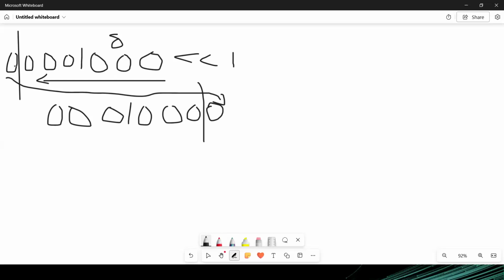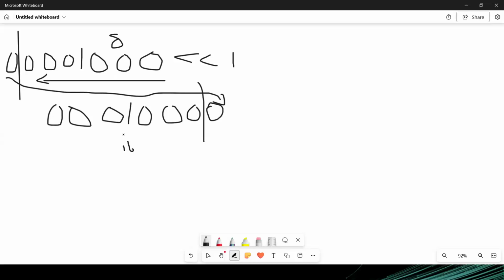When I take the leftmost bit out, I will now fill in zeros on the right side of it. So if you check this now, what we have here is 16. If we are to convert this to decimal, this will give us 16.